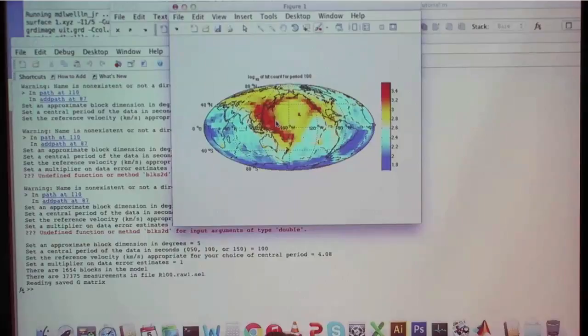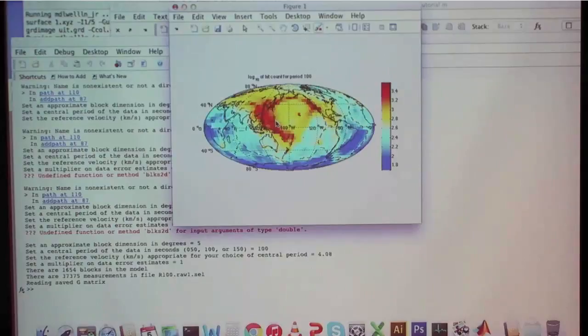The map shows you hit count. It shows you where the waves have gone. Basically, for every block you count how many waves have gone through that particular block. Here are your 5 by 5 degree blocks. You can see the little squares. Those are the 5 by 5 degree blocks that we've chosen to use.